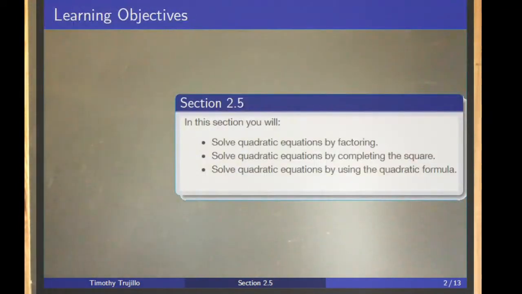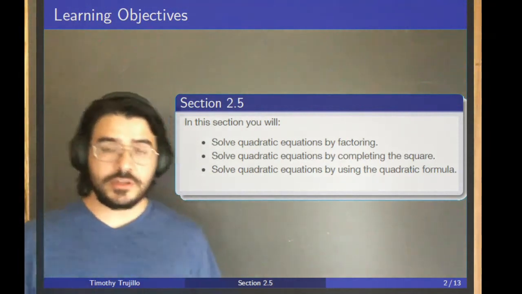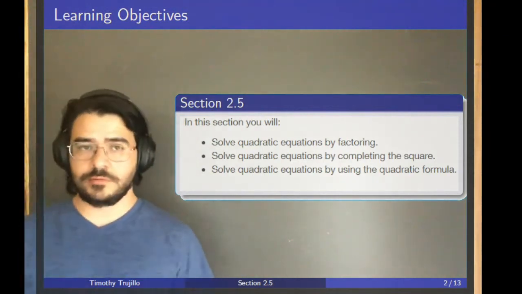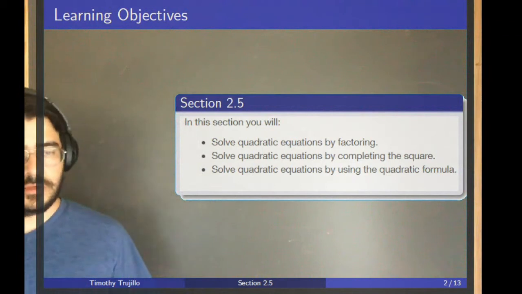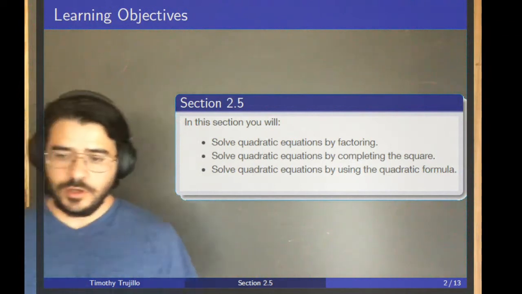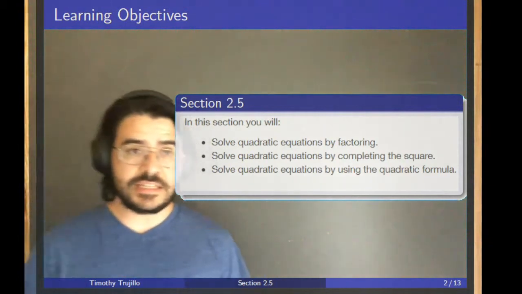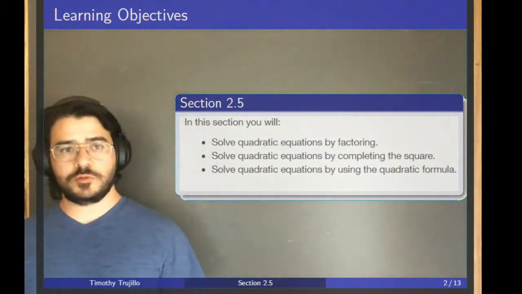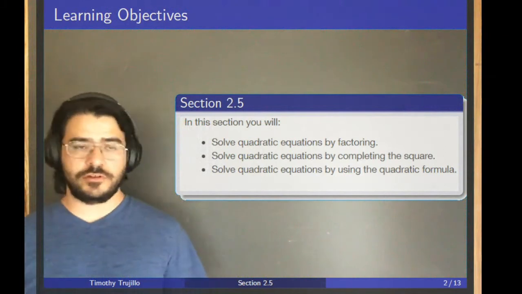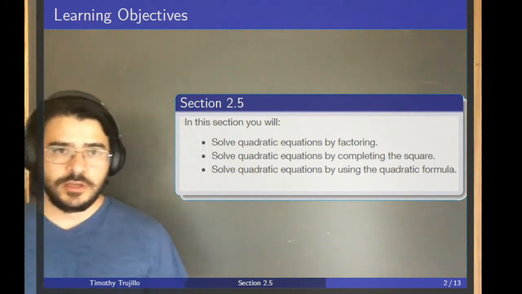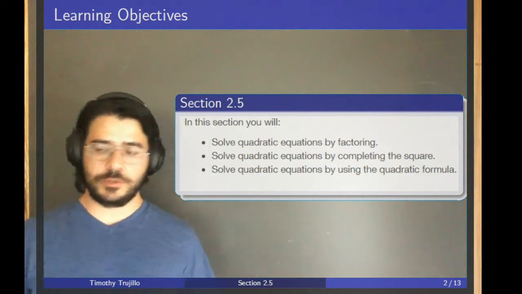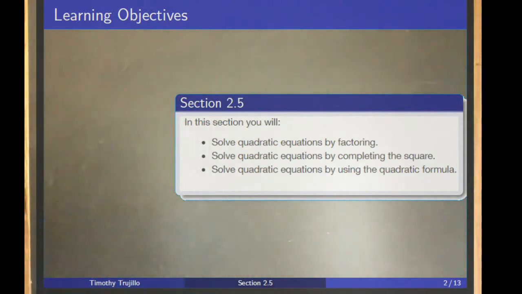Okay, so typically I start with the learning objectives, and this is no different. For section 2.5, there are three main learning objectives. We're going to talk about what a quadratic equation is here in a moment, if you've never seen one, or that's a term that's not familiar to you. But we'll talk about how to solve quadratic equations. The easiest method is by factoring. So we've spent some time reminding ourselves of factoring and practicing factoring. So the easiest way to solve a quadratic equation is by the method of factoring. And so if you can factor, you should.